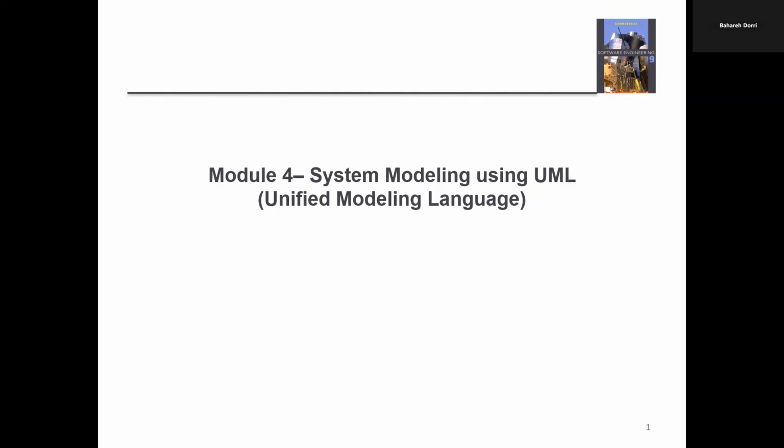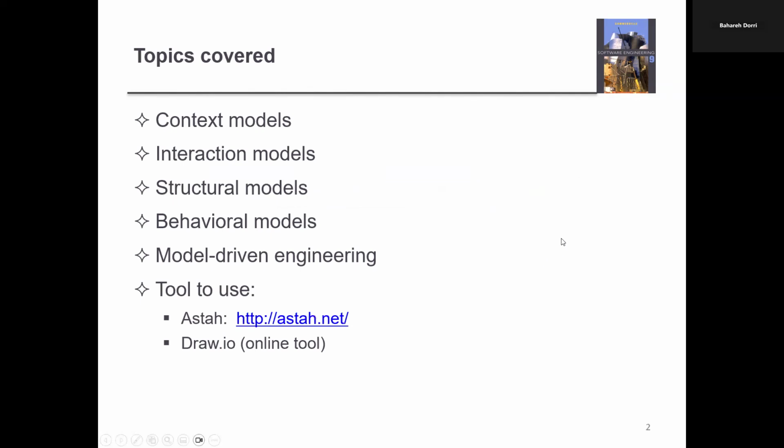Hello, in this video, we are going to talk about Module 4, System Modeling using UML or Unified Modeling Language. In this module, we will talk about different types of models we use in system modeling with UML. We will start with context models. These help us understand how the system fits into its environment, what external entities interact with it, like users or other systems. And it gives us the big picture.